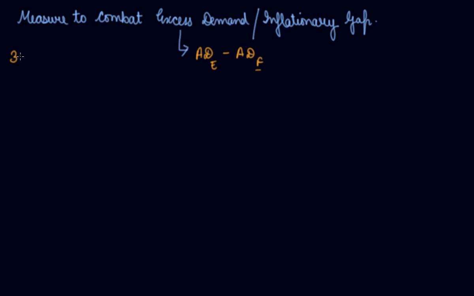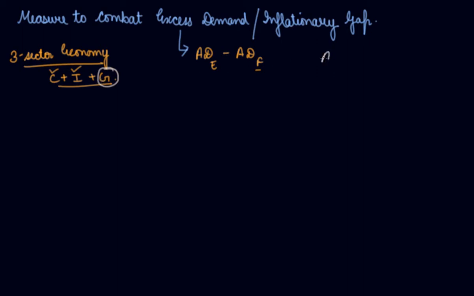Again, we're taking a three sector economy, where we have consumption plus investment expenditure plus government. See, I told you in the previous video that your consumption and investment expenditure are constant. These are the free play of market forces. So only the government can help you to combat the inflationary gap.